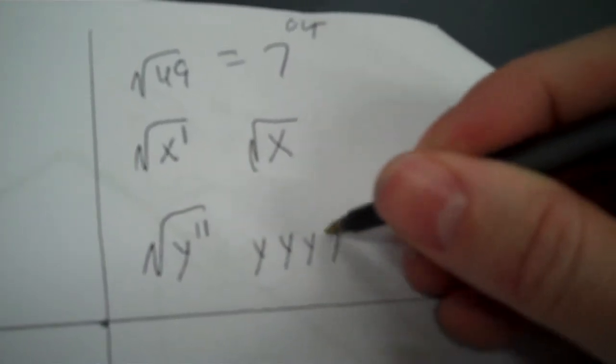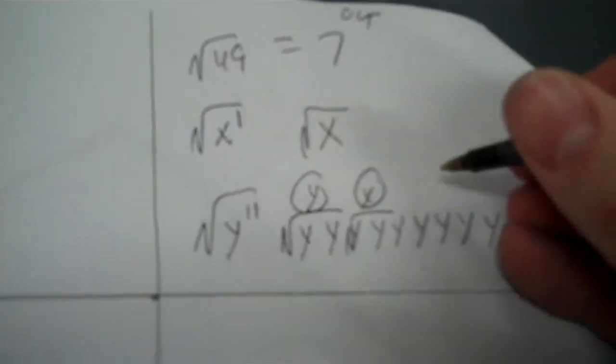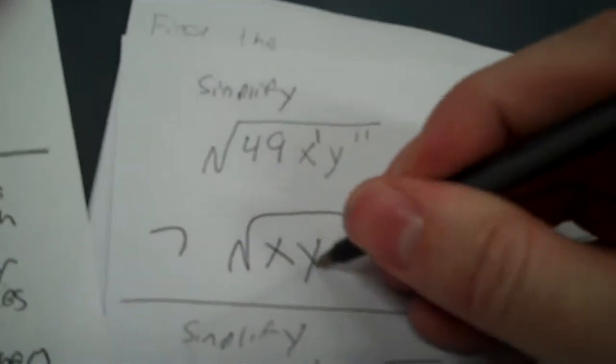Now, y to the 11th, 3, 4, 5, 6, 7, 8, 9, 10, 11. Okay, so y to the top, a full factor of y, another full factor of y, another full factor of y, and then another full factor of y. And then this guy here stays inside. So that's 5 factors of y, so y to the power of 5.